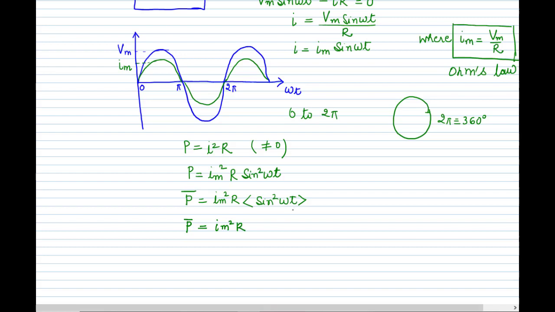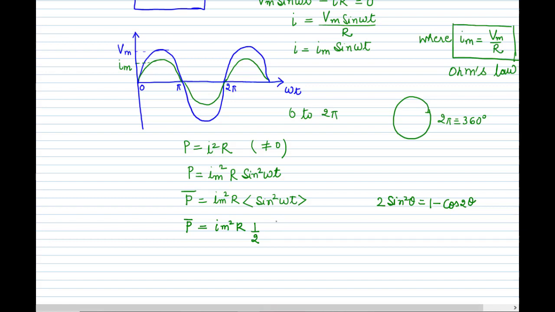Now sine square theta may be written as 1 minus cos 2 theta upon 2, because the formula is 2 sine square theta is equal to 1 minus cos 2 theta. That is our algebraic formula. So you can use this formula, this is sine square omega t, that means sine square theta. So this may be written as 1 minus cos 2 theta upon 2. So again 2 upon 2 we have taken outside.